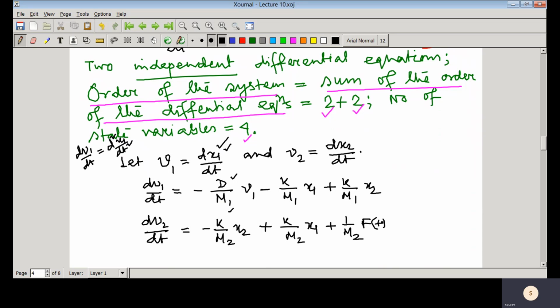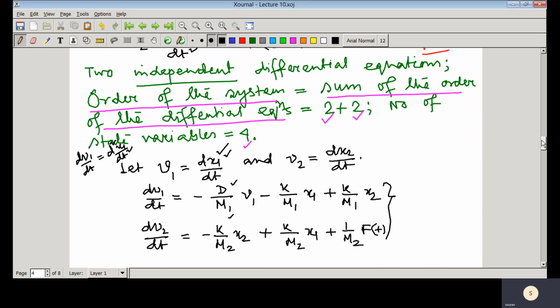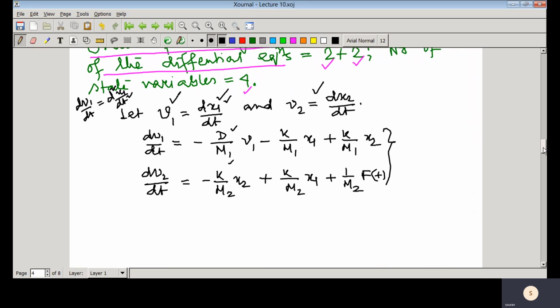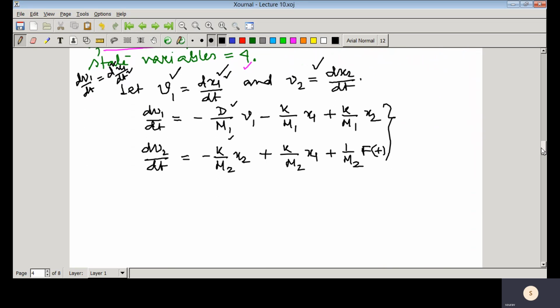So ft is that applied force. So now we have two equations here, and you can see that this is the third equation, this is the fourth equation. So we have four first order differential equations. So these are all state equations. So now our objective is to write those four equations in matrix form.